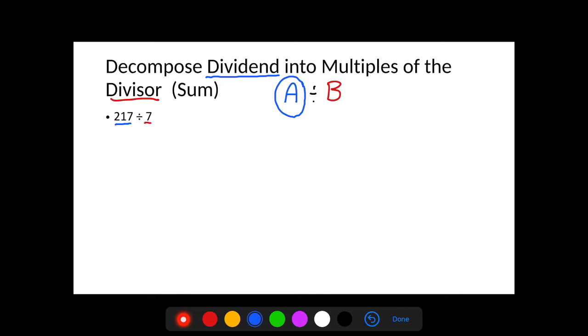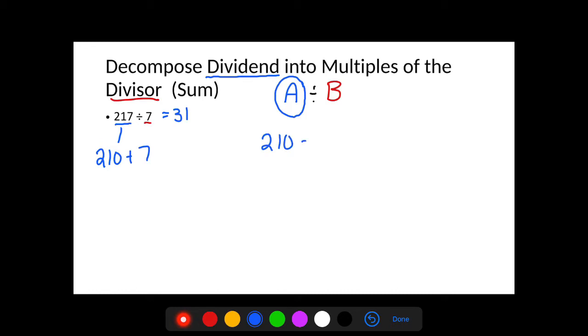this case. When I look at 217 divided by 7, offhand, I don't know what that is, but I do know what 21 divided by 7 is and what 7 divided by 7 is. I can see multiples of 7 within 217. So I'm going to rewrite 217 as 210 plus 7. Then mentally, 210 divided by 7 is 30. 7 divided by 7 is 1. 30 plus 1 is 31.